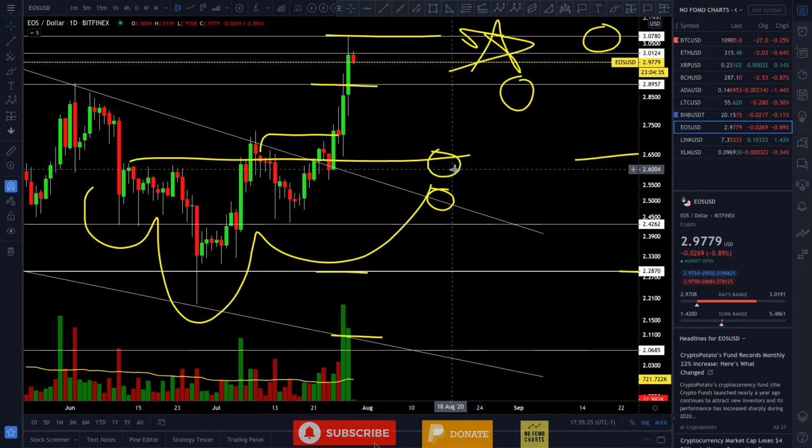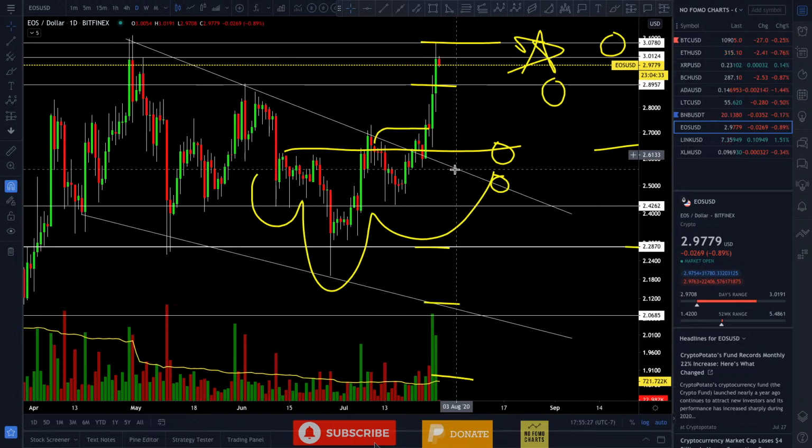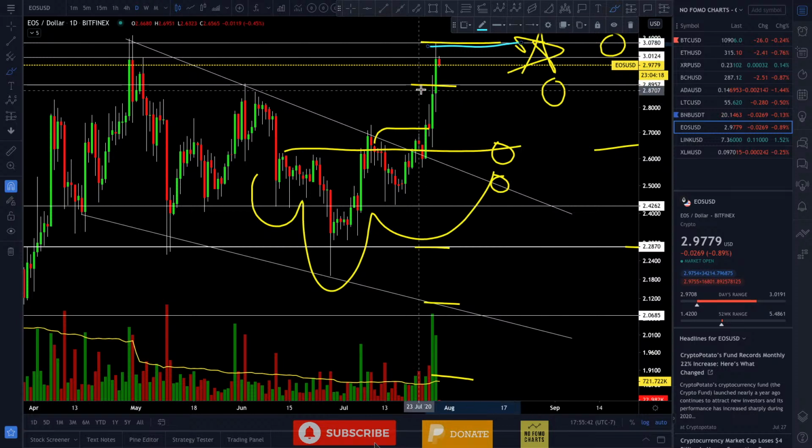Okay, next, EOS USD. Interesting. Finding resistance at 308. 308 resistance. Okay? Support here at 290. So right now, EOS is stuck between this price range. It hit the star target.